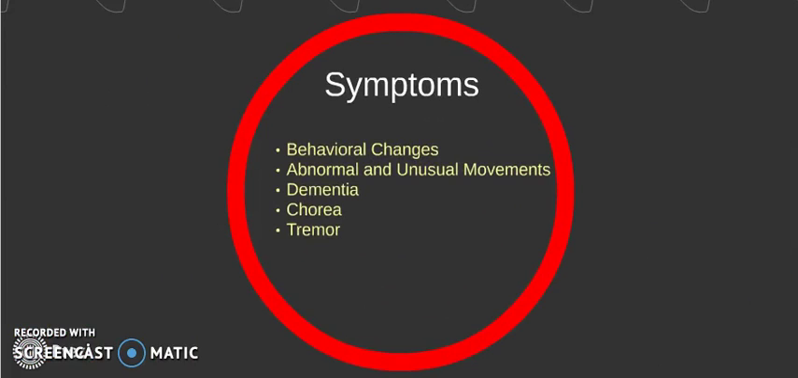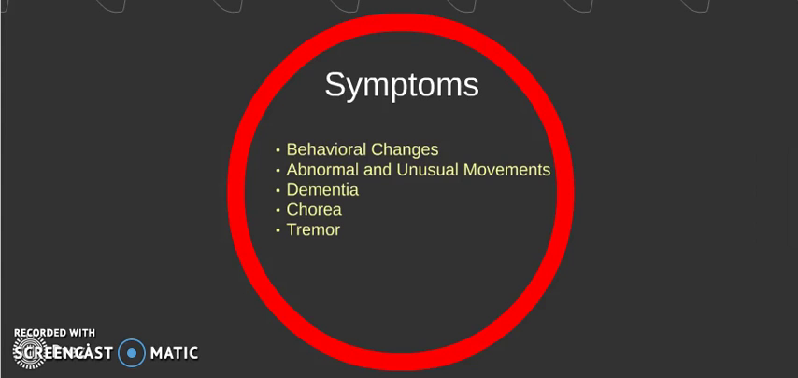So starting off, there's a few things we need to know about how we can identify the disease in real life. The main symptoms of Huntington's disease in adults are drastic behavioral changes, abnormal and/or unusual movements, dementia, and chorea. In youths, tremor is the most significant. A few important ones to keep in mind are dementia and chorea.